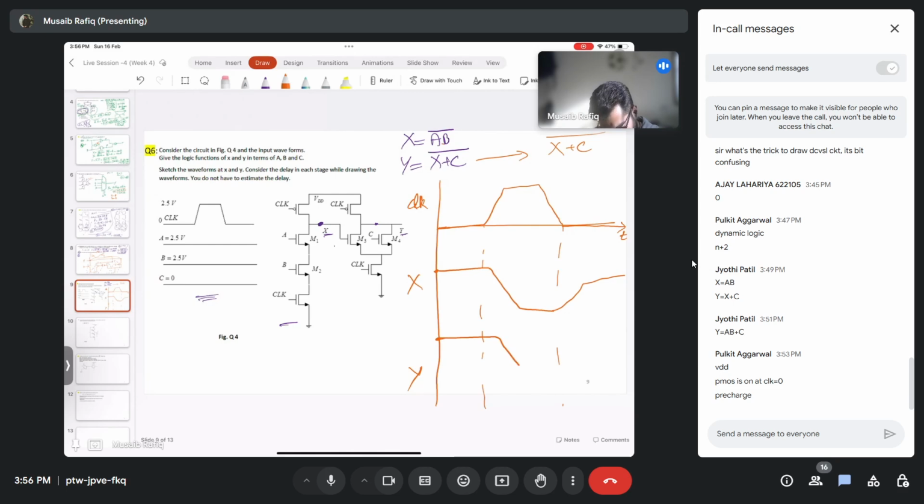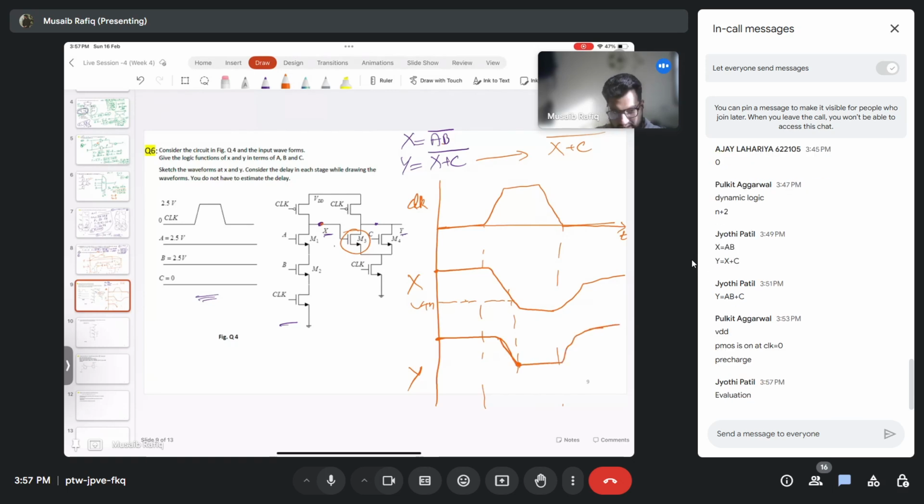Y will also fall, but only up to a certain point. It will only fall up to a point where M3 is on. So as soon as M3, that is point X, goes below VTH, it will stop. So let's just say this is VTH. It will be discharged, then it will be constant, and then in the next cycle it will again recharge. So this point is VTH. Got it? You got the idea?